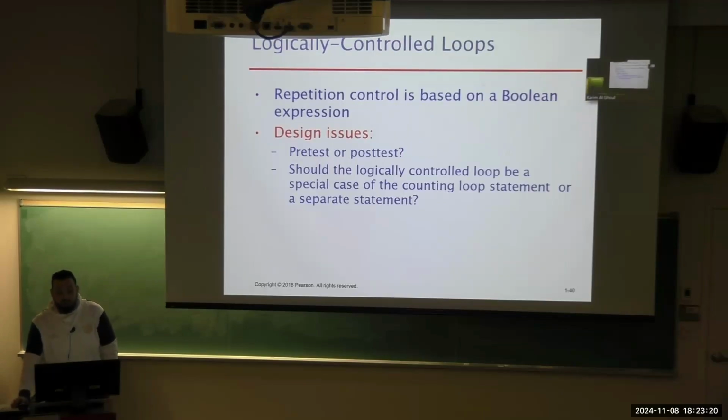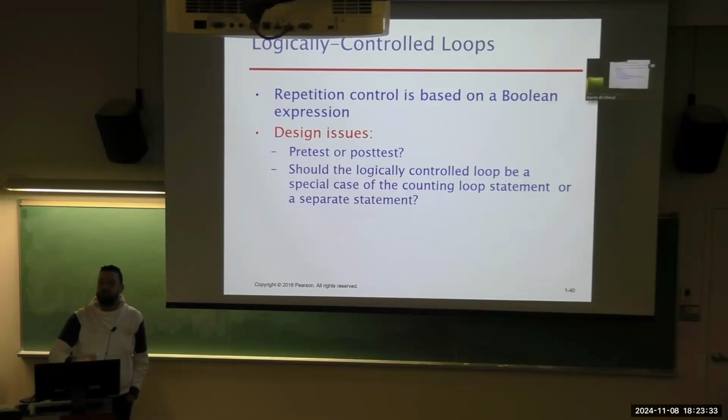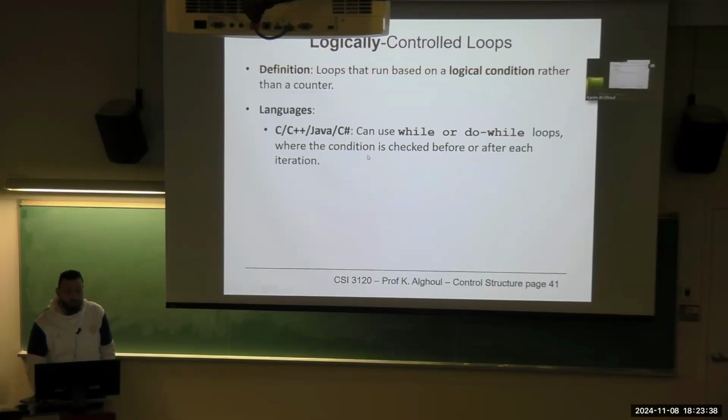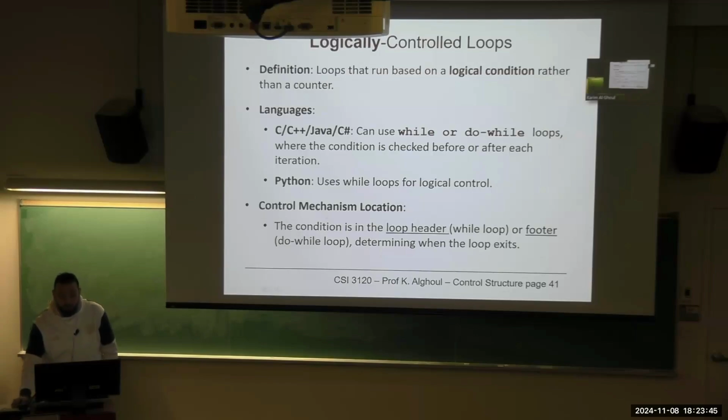Now, the logically controlled loop. What is the logically controlled loop? So what do we have other than for loop? No, while. Why? Because the idea here is it's based on logic. So while this condition, keep doing this, right? We're not going to talk a lot about the design issues, but the idea is very clear here: these are the while, or you can do do-while. Python, the same thing. Now, what is the control mechanism location? It can be either on the loop header or the footer, depending on the do-while. So if I give you a do-while, and I ask where is the control mechanism, it should be at the footer, not at the header.